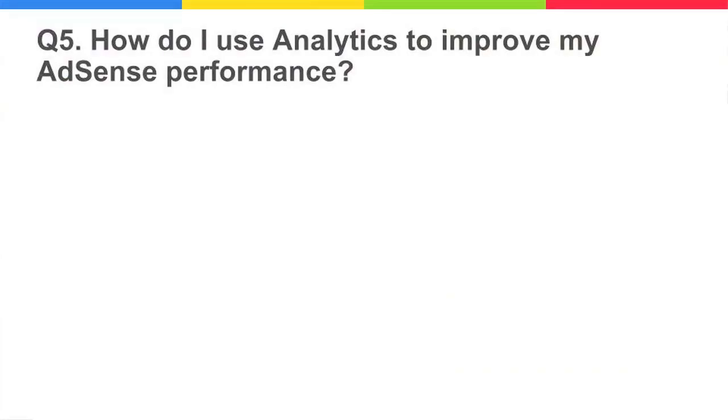So certainly there's a lot of additional data available to publishers after they've linked their accounts. And I suppose the next question really is, how do you best optimize use of that information? So how do I use Analytics to improve my AdSense performance? That's a great question. This is the most asked question from publishers, but I want to focus on something else. We shouldn't be focused only on AdSense performance.